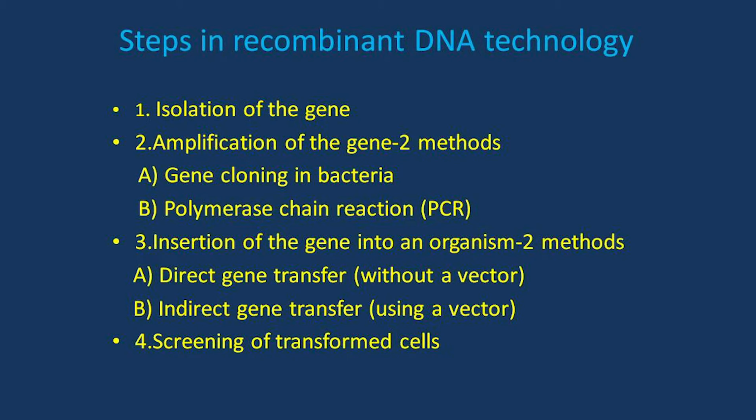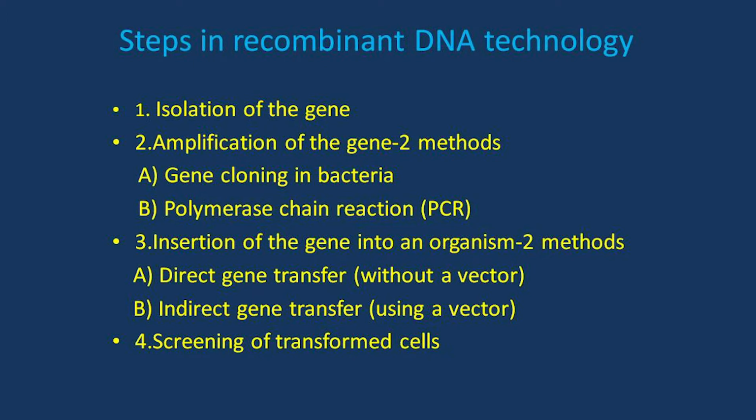For example, if you are going to isolate a human insulin gene, you have to first make a human cell culture. Second step is called amplification of the gene. There we are making multiple copies of the gene. The old technique is called gene cloning in bacteria, where we use cloning vectors such as pBR322 and pUC18, details of which I am going to talk about in the next video.